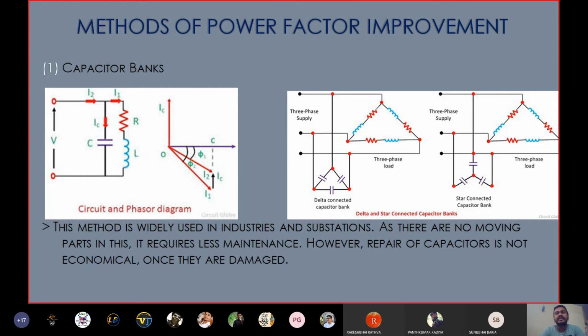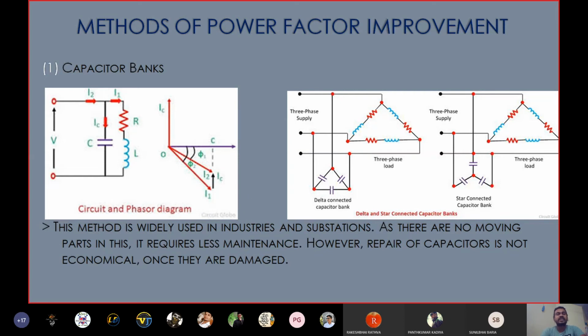Always keep in mind that less maintenance is required in static machines, whereas in rotating machines more maintenance is required compared to static machines. So this is the static capacitor bank, that means the maintenance required is also less. But the disadvantage is that repair of a capacitor is not economical once it is damaged.